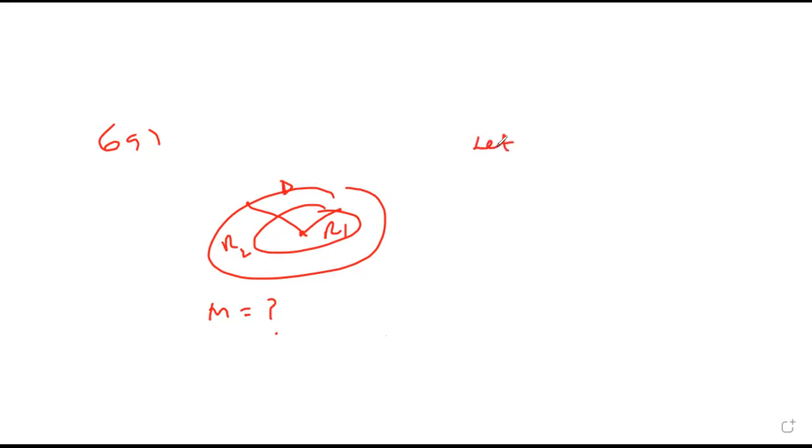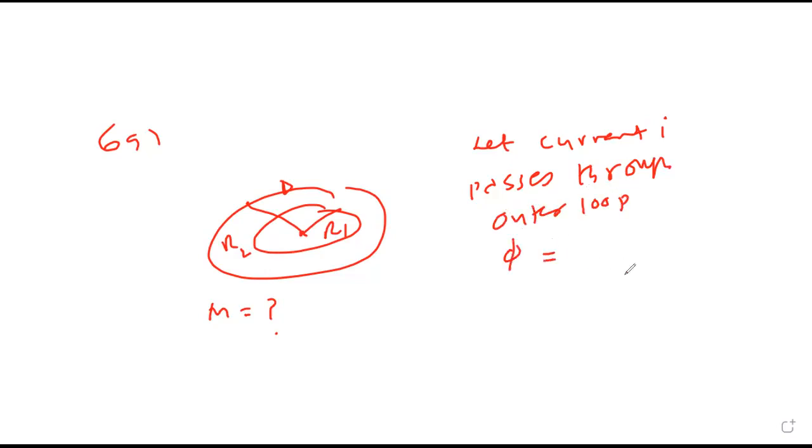Hello. Yes, sir. So if I say let current I passes through the outer loop. So what is the flux developed? B into A.